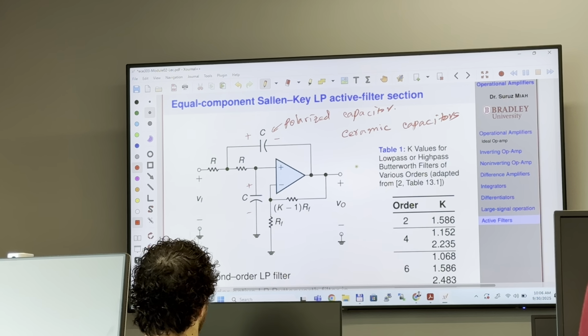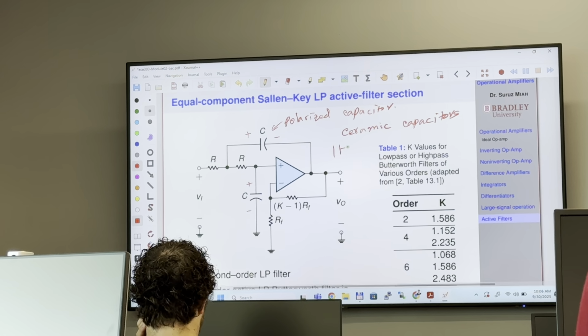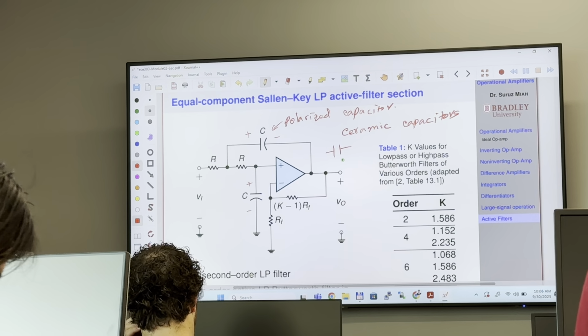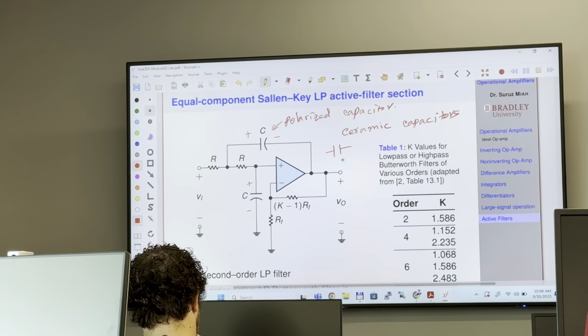Ceramic capacitors, as Robert mentioned, can be put in either way, which means it doesn't matter which way you put them. Even if you mess up positive and negative, it doesn't matter. But with a polarized capacitor, you have to be careful. You have to know which one is positive and which one is negative, otherwise you may burn your hand. So make sure you pay attention to that.